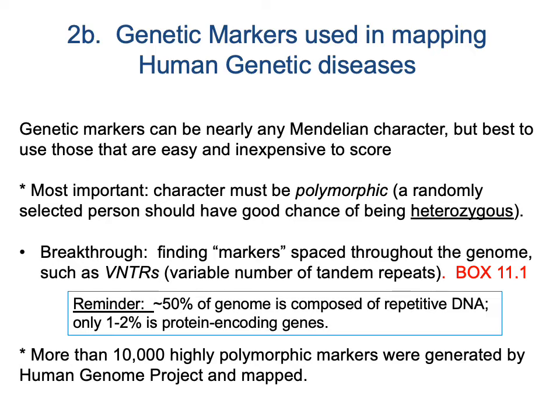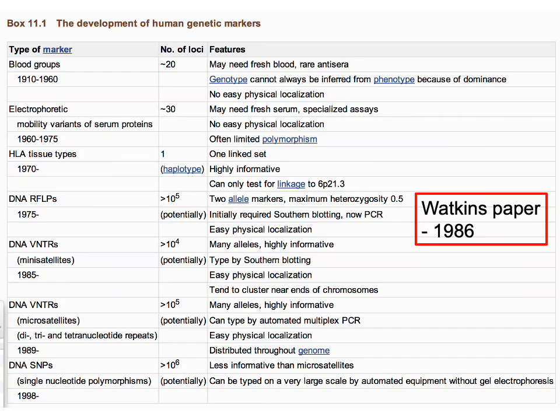Within this repetitive DNA, there is a lot of variability because there's no pressure to keep that DNA the same, right? It's not carrying out an absolutely important function. So there is a lot of variability, and therefore we can look at that repetitive DNA and compare it from one person to the next. When the Human Genome Project was being worked on, more than 10,000 highly polymorphic markers were generated and mapped.